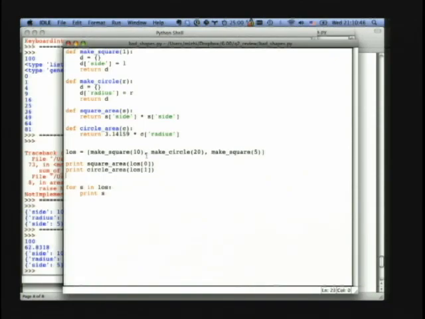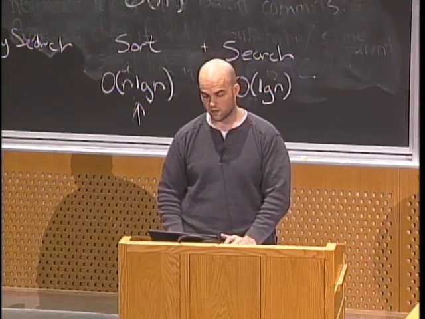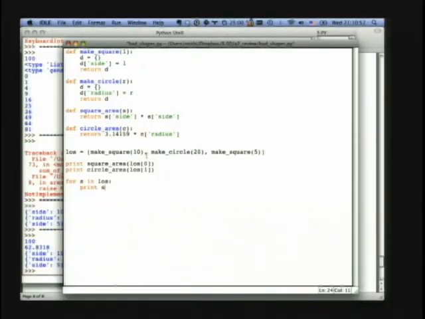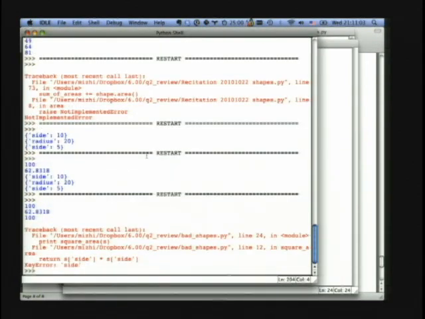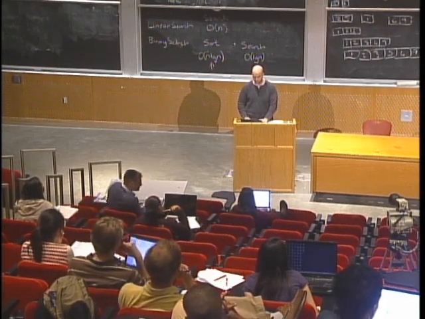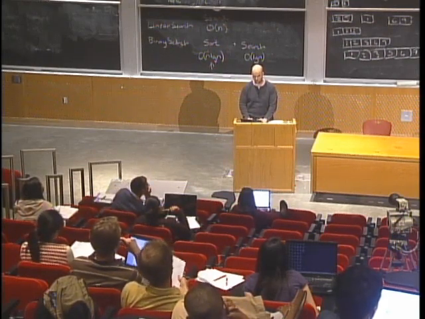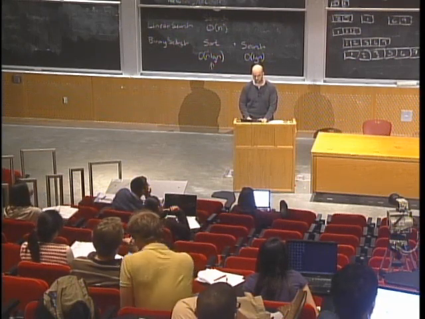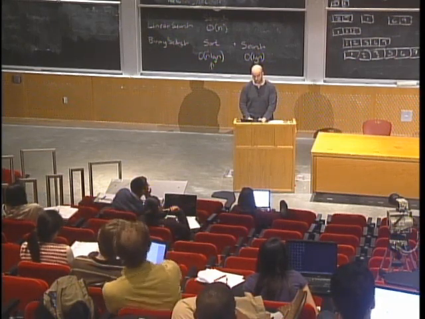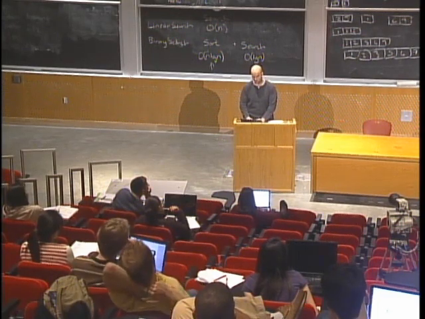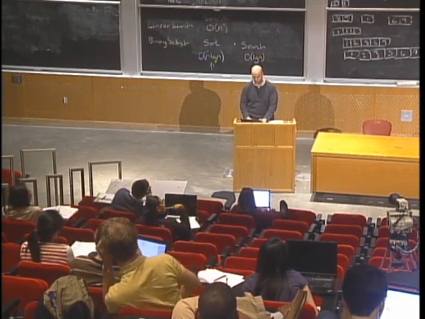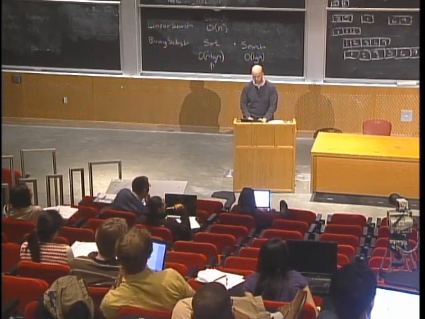But now, if I want to print out all the areas of all the shapes in this loop here, how am I going to do that? Because I can't just call square area of S, because what if S is a circle? It's going to give me a bug. It's going to give me an error, right? I could get around this by saying if radius in S, then I know it's a circle, right? Or side in S.